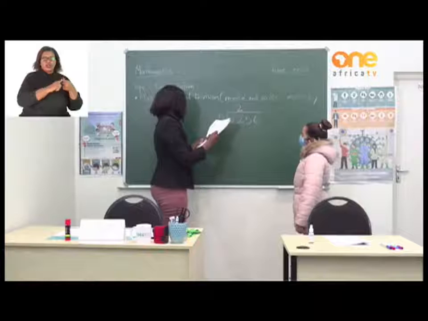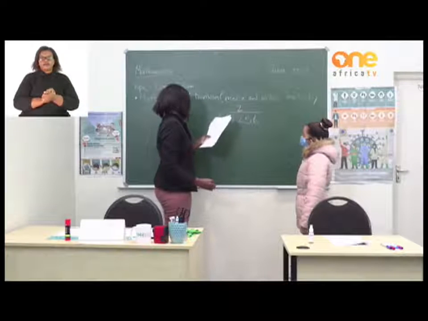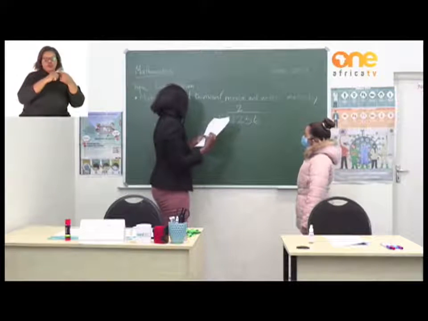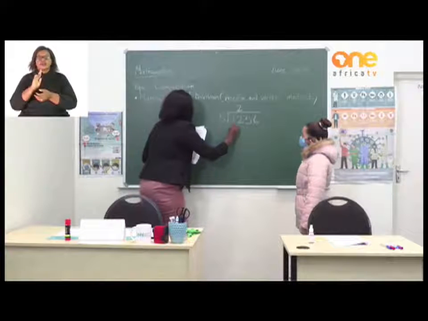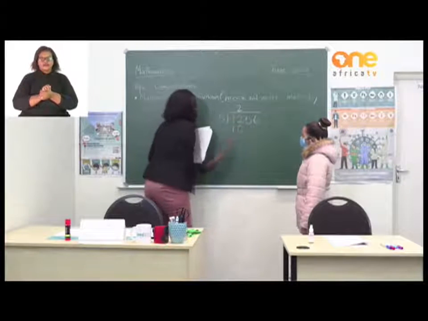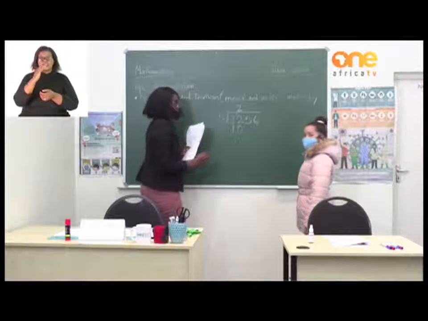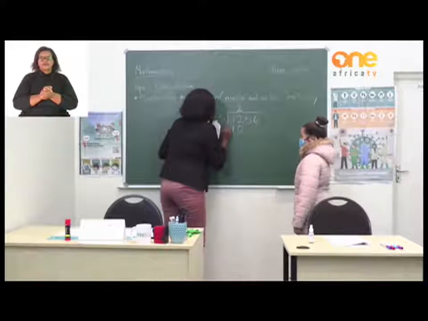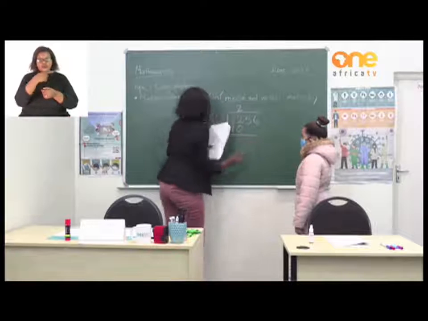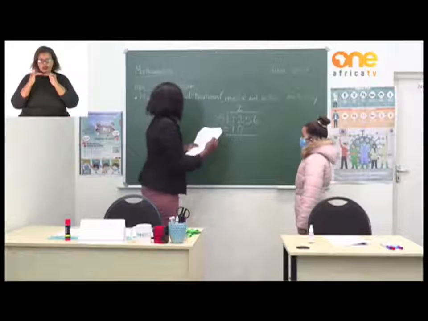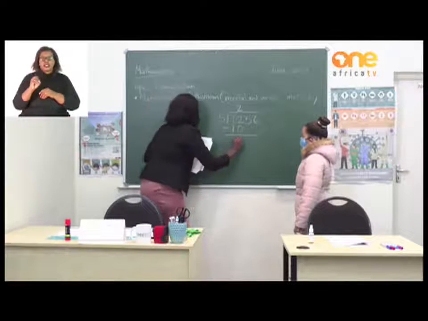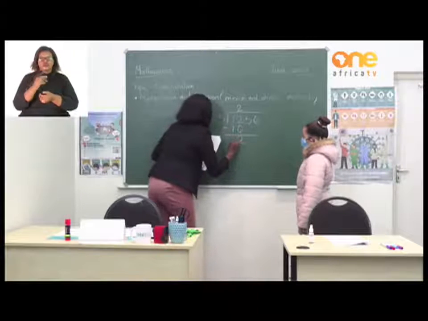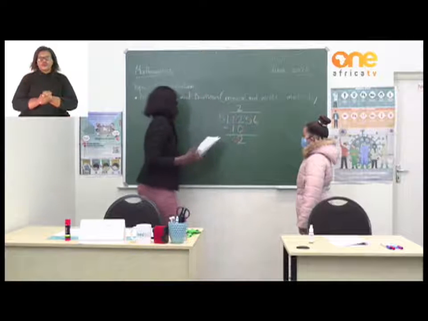The next step, we need to multiply. We take 2 times 5. 2 times 5, what is our answer? It is 10. And we write our 10 down there. Good. We subtract. And next up, we take 12 minus 10. What is our answer? It is 2. We write our 2 down there.